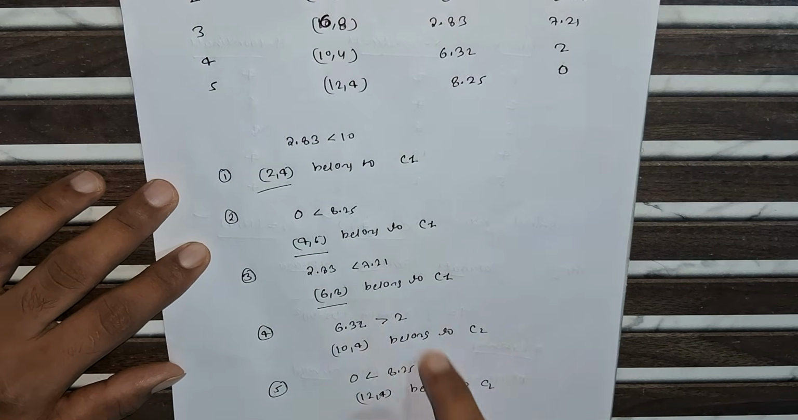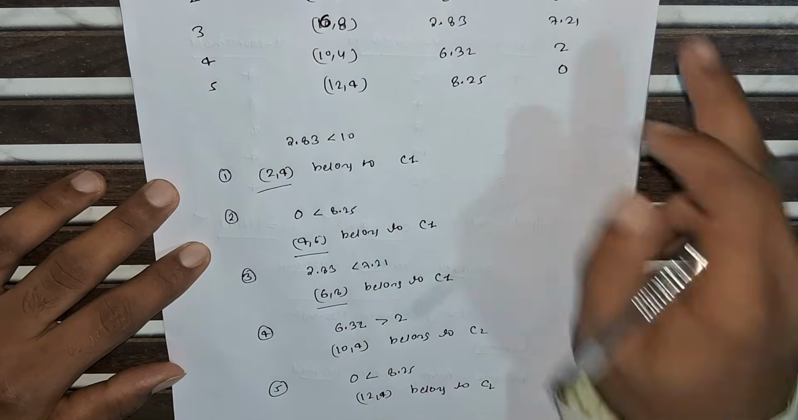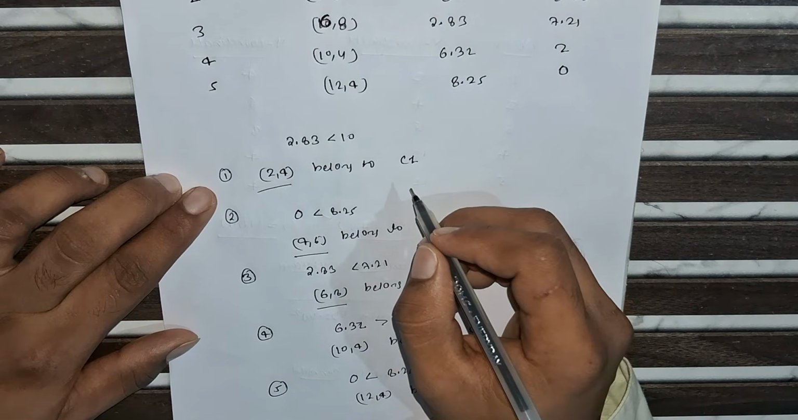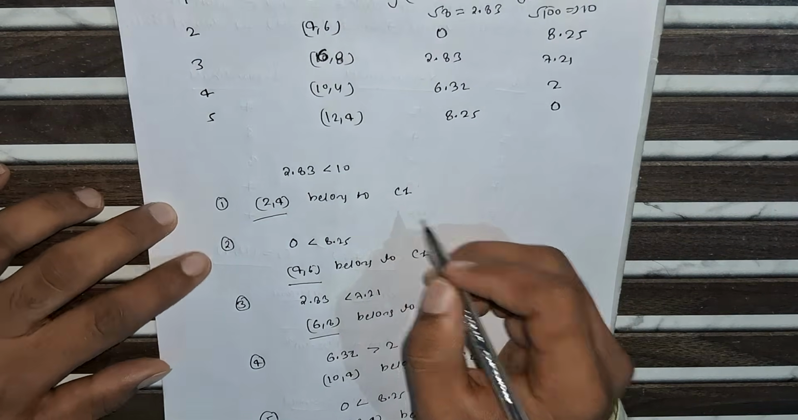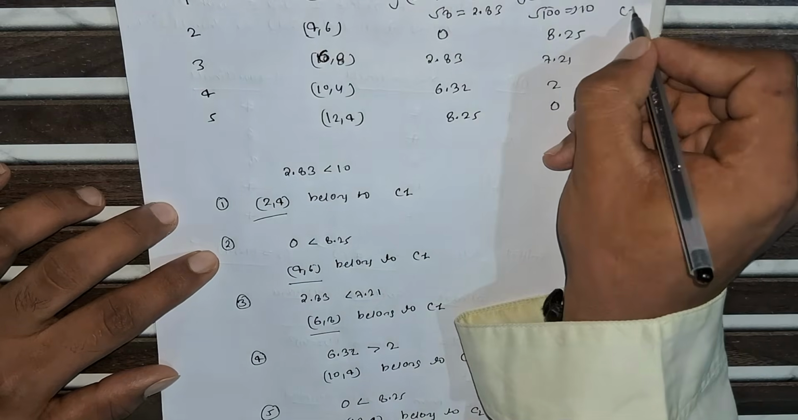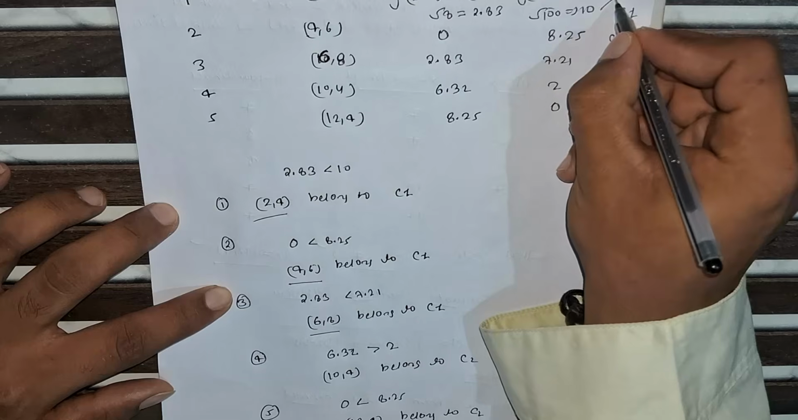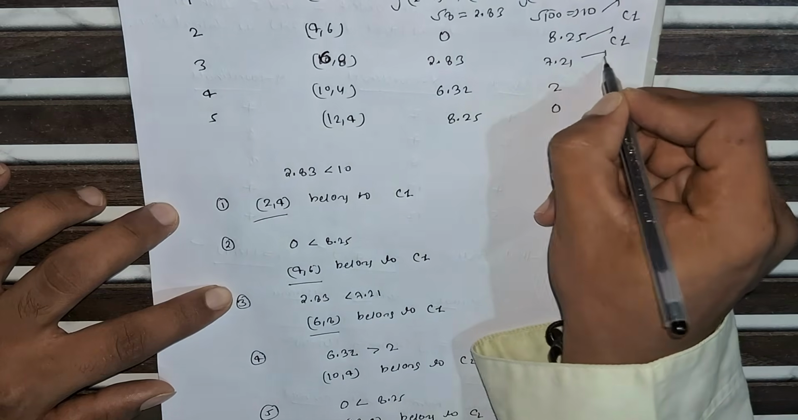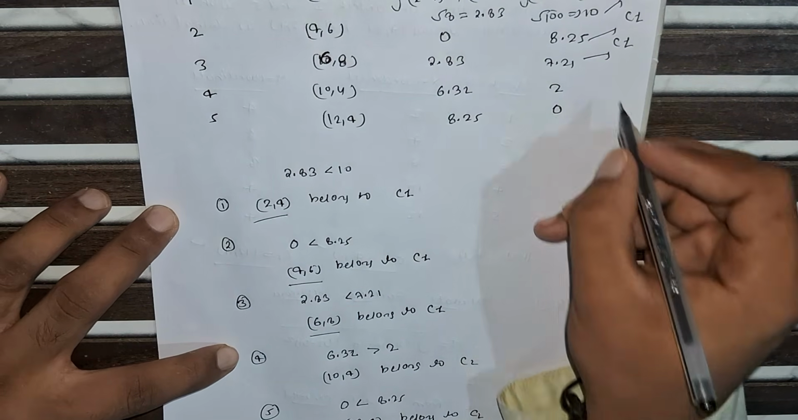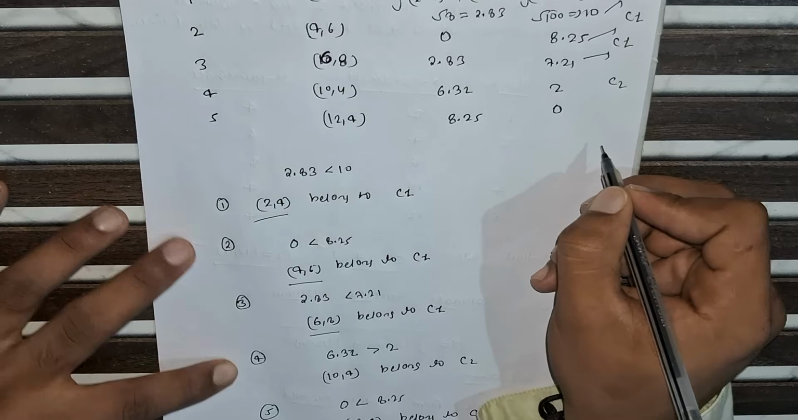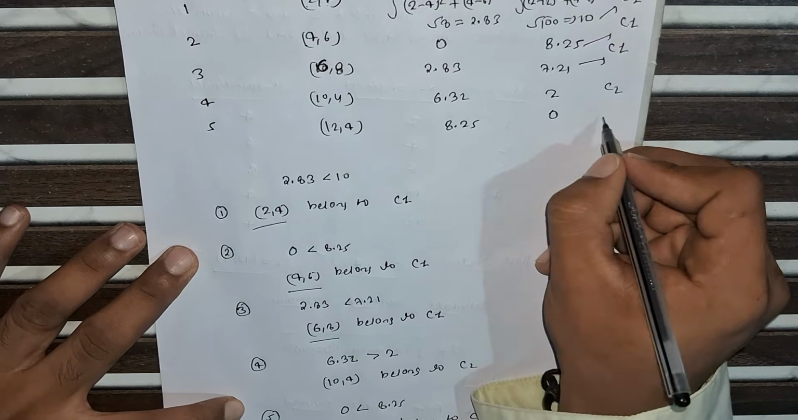So on the basis of this comparison, we are assigning the clusters here. For the first object, our cluster is C1. For object 2, our cluster is C1. For object 3, our cluster is C1. For object 4, our cluster is C2. And for object 5, our cluster is C2.